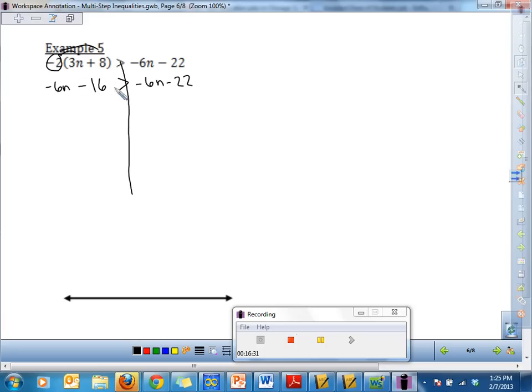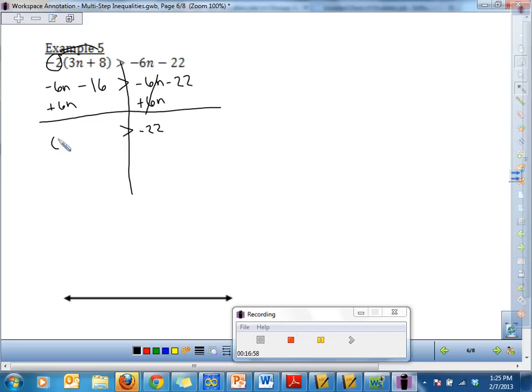Now I notice I have no terms to combine, no more distributing. So what I need to do is get my variables together. Now we talked about it'll be easiest if we get them to the left side. I'm going to bring this 6n to the other side, and notice I'm adding the 6n to the other term that has an n. These cancel out. I'm going to bring down my negative 22. Bring down my inequality sign.